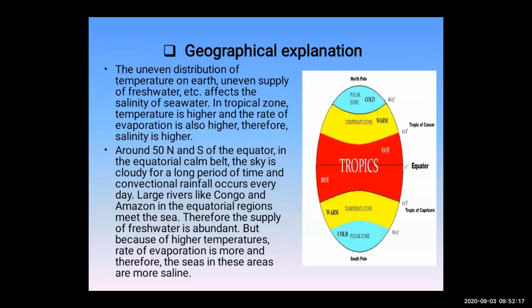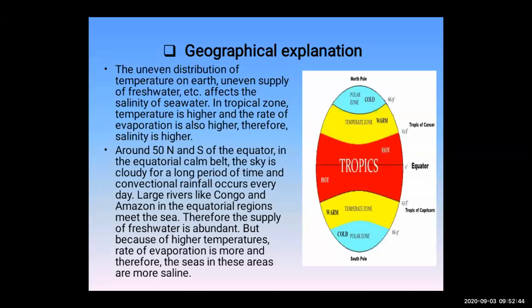Now let's have some geographical explanation about the salinity. In the first session we also discussed the different heat zones: temperate zone, torrid zone, Tropic of Cancer, Tropic of Capricorn. All the different heat zones we studied in the first session, but in this session we are also going to have a look at them.